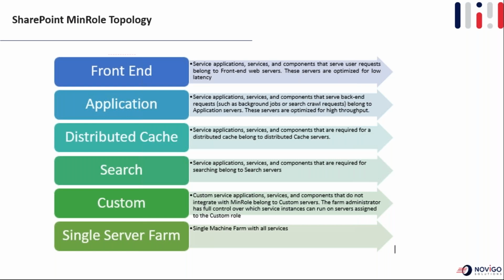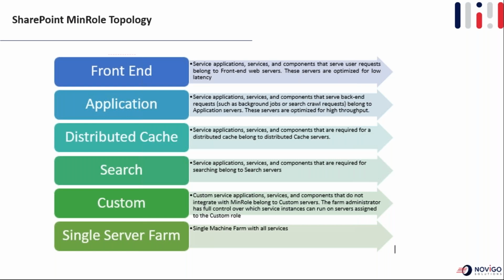So we have the following MinRoles available when we're installing SharePoint. Distributed cache role runs the distributed cache, but it does not handle the user traffic directly. And we have the front-end role. This role handles the end user traffic, and also runs services that require low latency for end users, such as managed metadata service or user profile service. The application role runs what are considered non-latency sensitive services, such as workflow or PowerPoint conversion service. The search role runs the specific search roles, such as the admin or content processing roles.